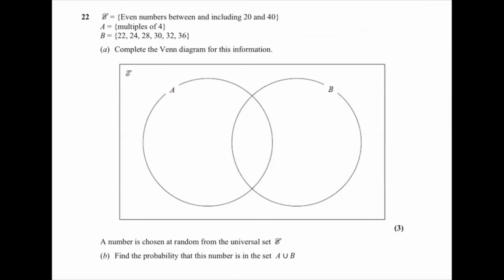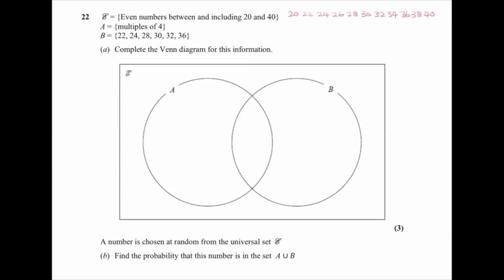Okay, so we're being asked to complete the Venn diagram. The symbol here just means that this is everything that needs to be included. And in this question, it's all the even numbers between and including 20 and 40. Now, the first thing I do is write them all out. That way we can cross them off and make sure that we've got everything that we want.